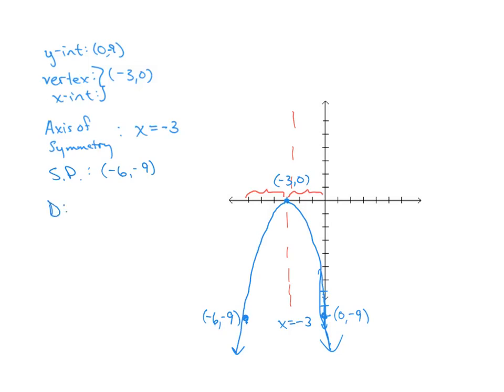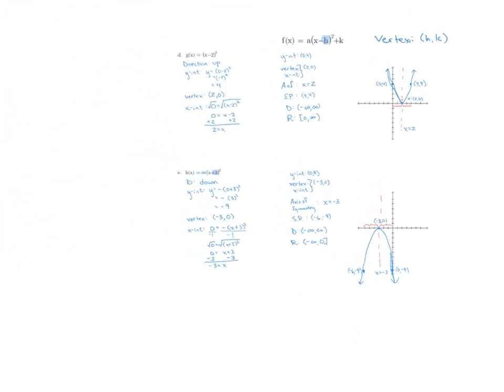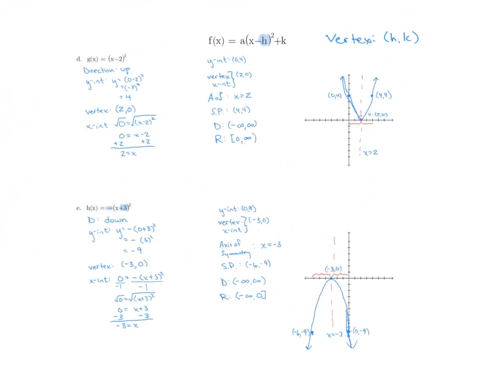And now if we talk about domain and range, our domain again is -infinity to infinity. Our range this time, since this is opening down, is -infinity to the y-coordinate of our vertex, which is 0. Okay, so that looks at the inside number, the x-coordinate of our vertex.